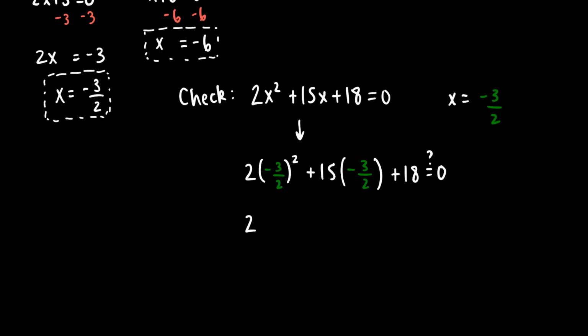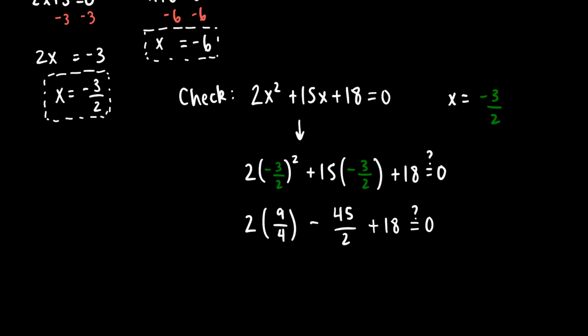Okay, 2 times negative 3 halves squared is going to be 9 fourths. So if you do negative 3 halves times negative 3 halves, that gives you 9 fourths. This is going to be plus 15 times negative 3 halves, which is minus 45 over 2. The 45 comes from doing 15 times negative 3. So I get negative 45, and then I just leave the 2 there. Then I'm going to add 18 here, and supposedly all of this is equal to 0, but I'm not quite sure yet.